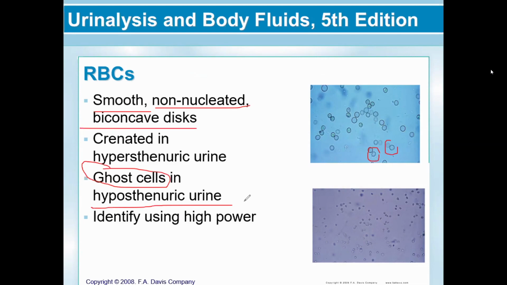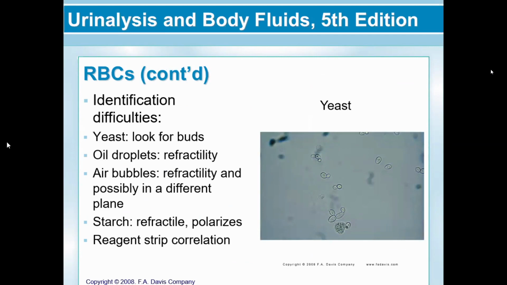So again, in the identification of our red blood cells, what objective do we use? Always the high power objective. So next, what are the different identification difficulties with RBCs? Number 1, sometimes we mistake them for yeast cells. So how do we know, ma'am, if it's a red cell? Or maybe it's budding yeast. So let's look here.